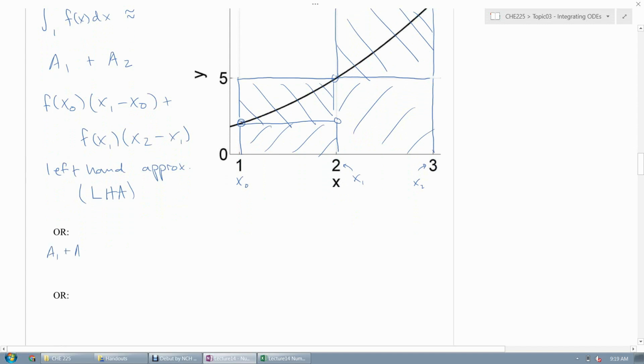Right? And so in that case, our approximate area, or our integral, is area 1 plus area 2, which is equal to, instead of f of x0, you have f of x1 times x1 minus x0, plus, instead of f of x1, now we have f of x2 times x2 minus x1. And this again is the right-hand approximation, or RHA.